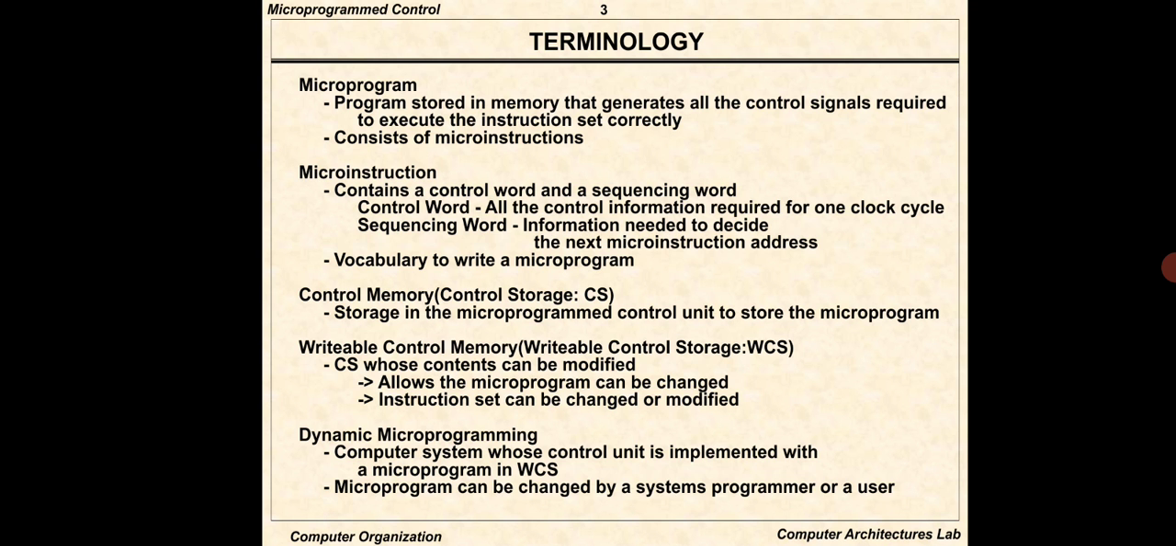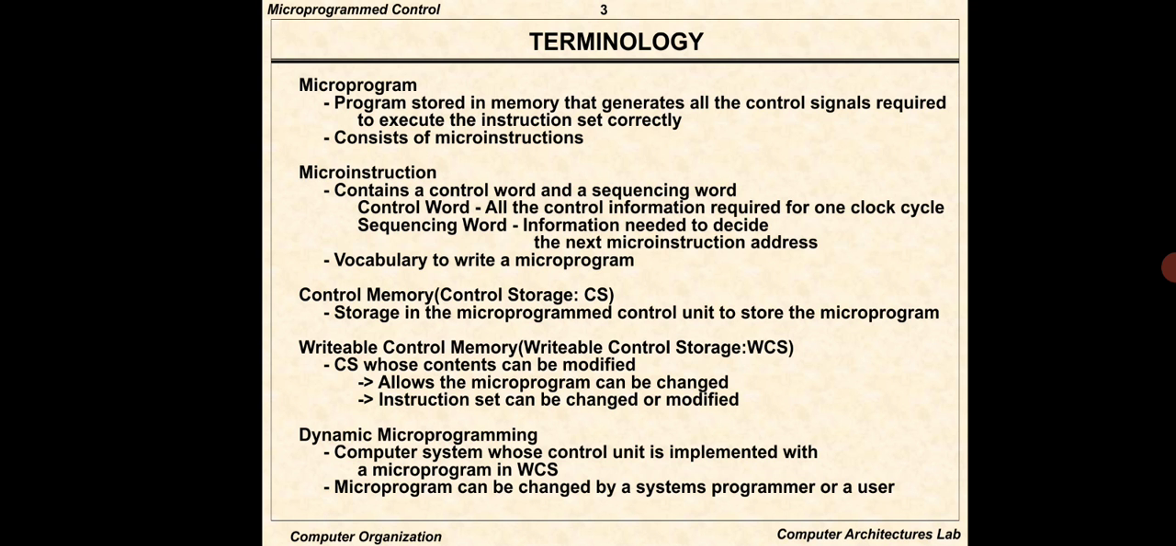The microprogram is a set of microinstructions which is used to generate the control signals. What is a microinstruction? A microinstruction consists of two fields: one is the control word field and the second one is the sequence word field. The control word field gives all the control information required for one clock cycle, whereas the sequencing word gives the information of the next microinstruction address. That address value you are going to get from these microinstructions.